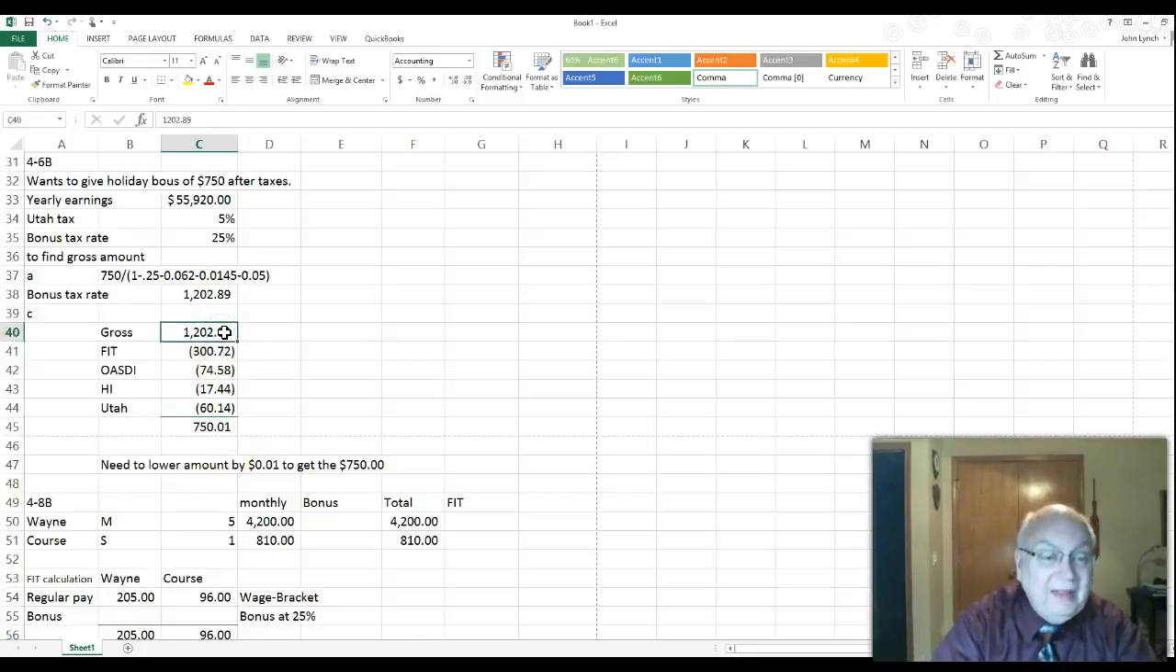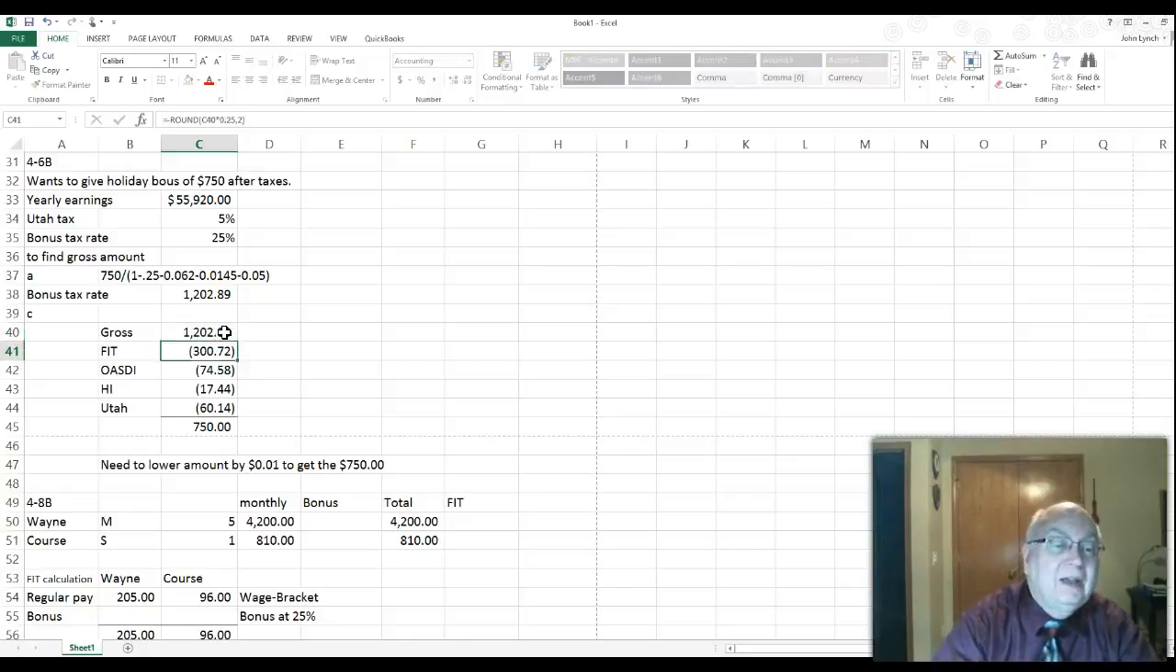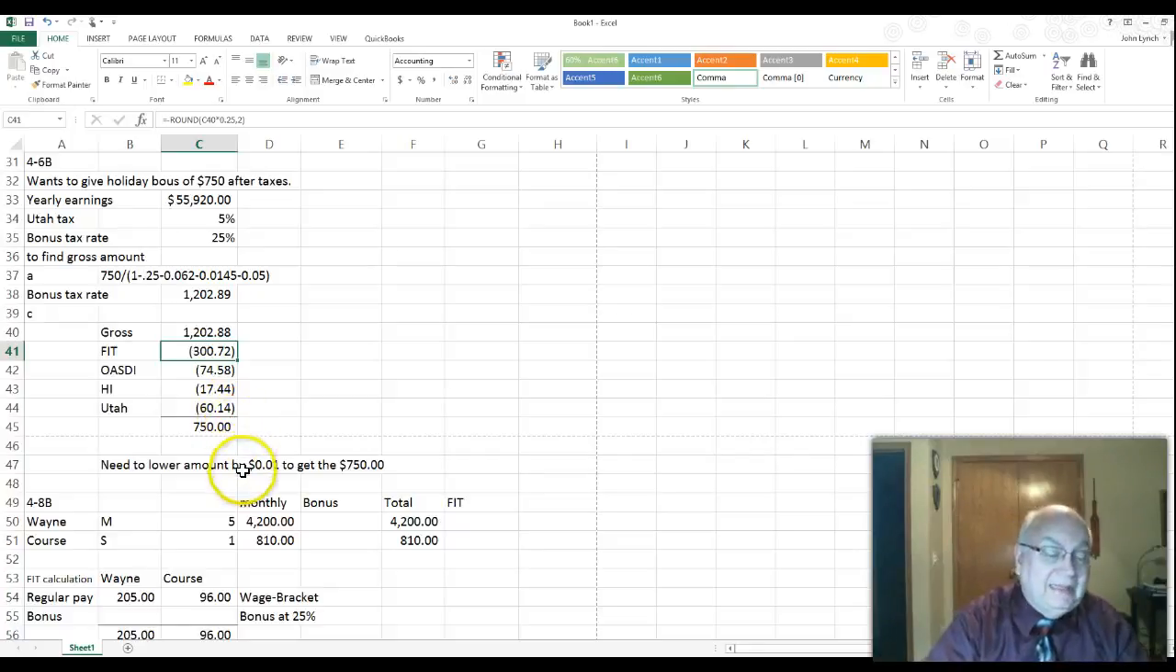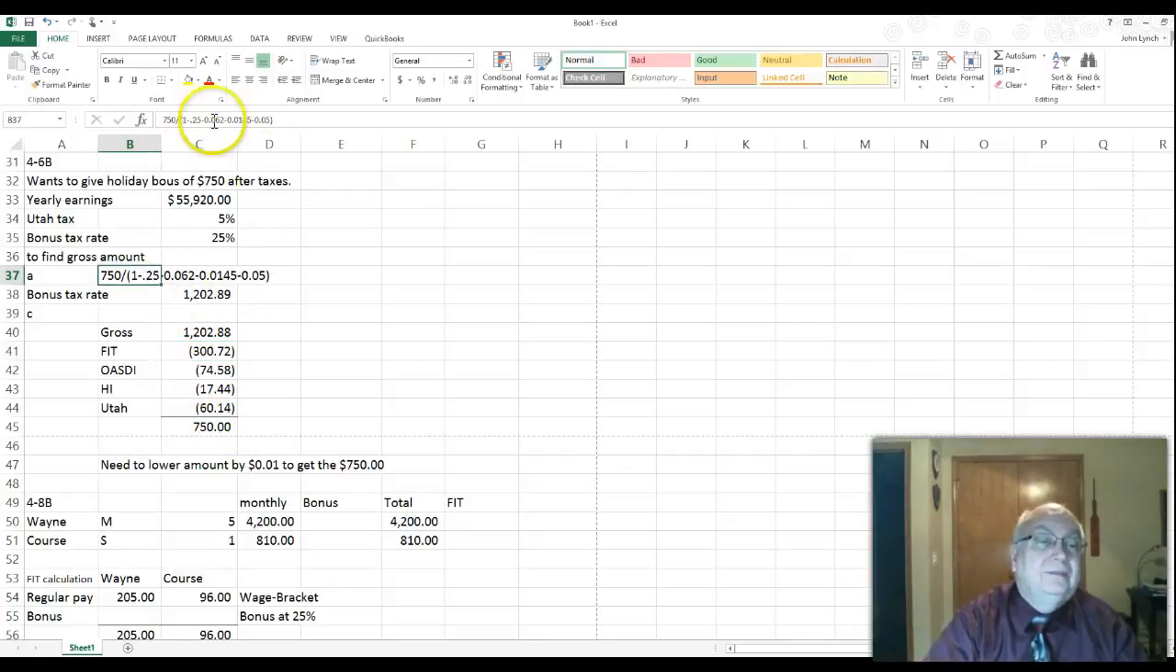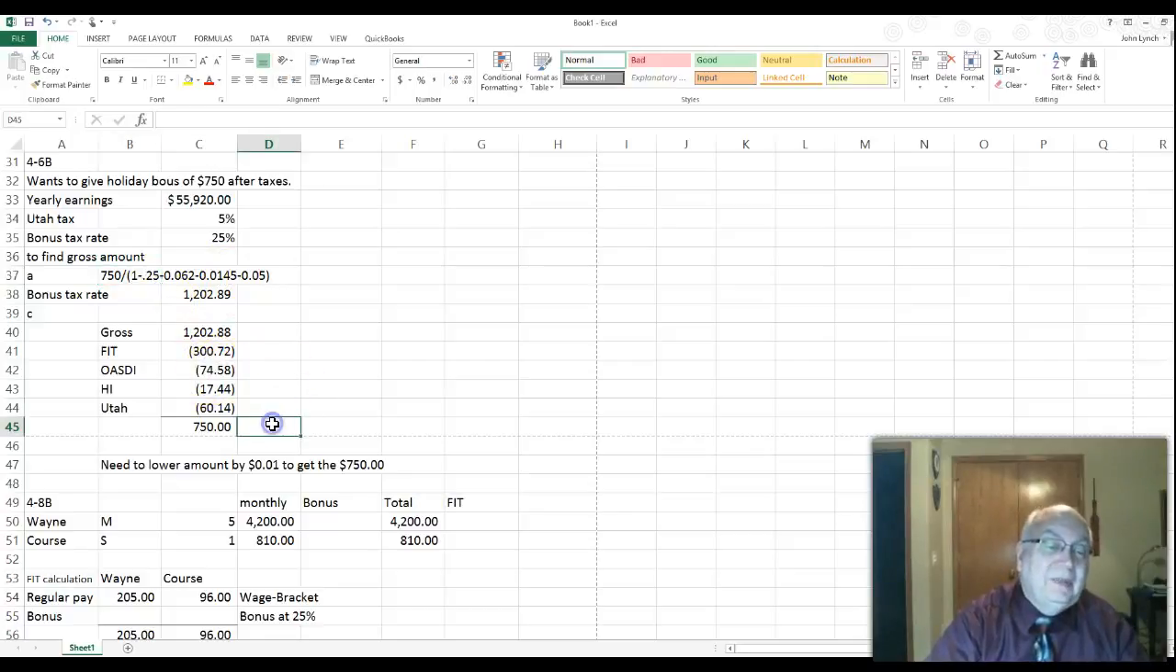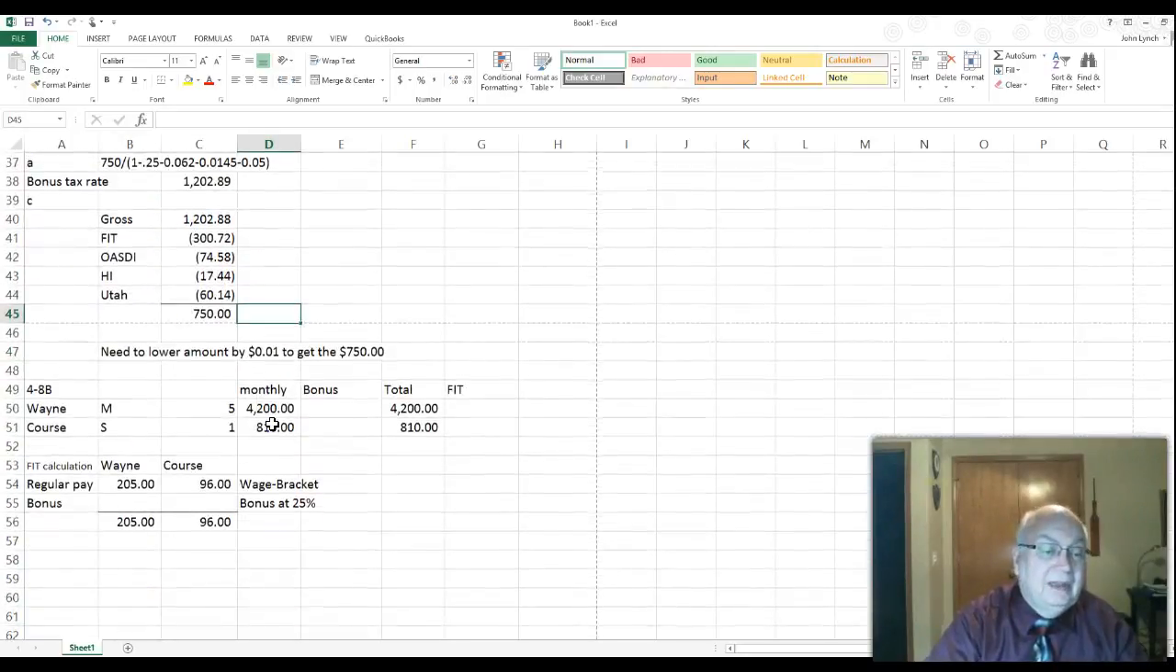So what we actually have to pay them is 1202.88 for the gross pay. If you notice we do that, then it comes out okay, and everybody's happy. That gives them a check then of $750 for the bonus, and that's what we wanted. Okay, so this is the equation you have to use for that. Take off this bonus tax, Social Security, and then that's what they call grossing up. We know what the net pay is going to be, so we have to find the other.